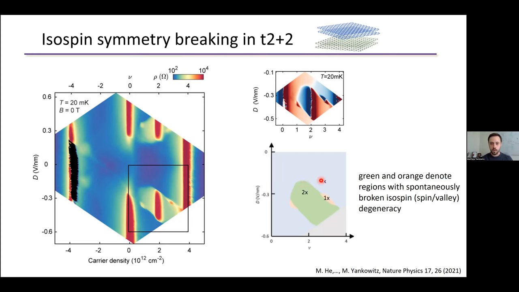And so we can make a map where we basically infer the degeneracy of the states within this diagram of doping and displacement field. Blue corresponds to symmetry unbroken metallic states. Green corresponds to half metal states where a single degeneracy is broken, in this case likely spin. Orange corresponds to where all degeneracies are broken. In terms of double bilayer graphene, actually, it seems like this is not a spin valley polarized state. It's probably an intervalley coherent state that's spin polarized, but I won't say more about that.